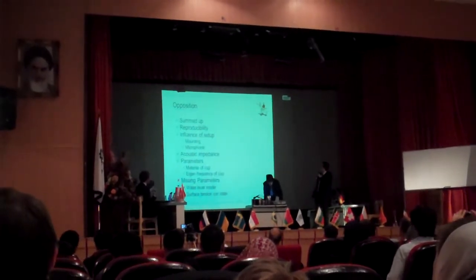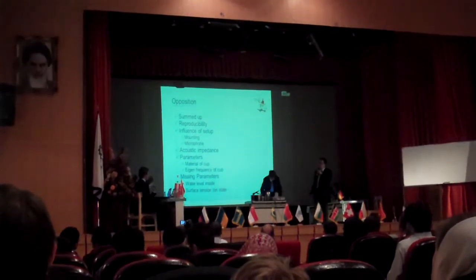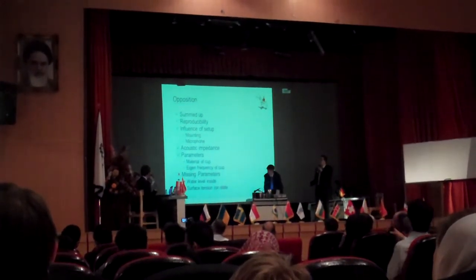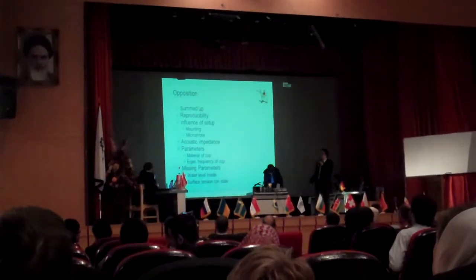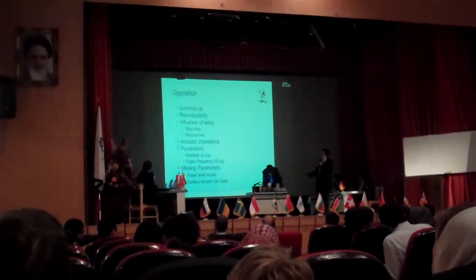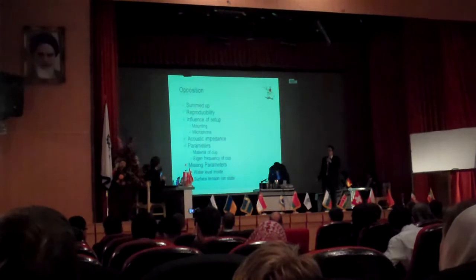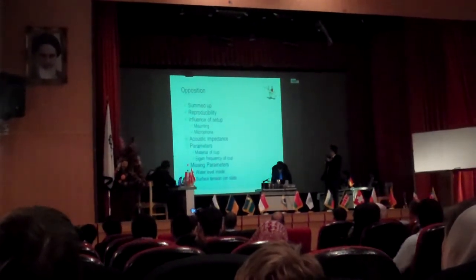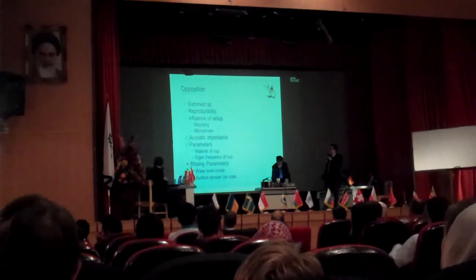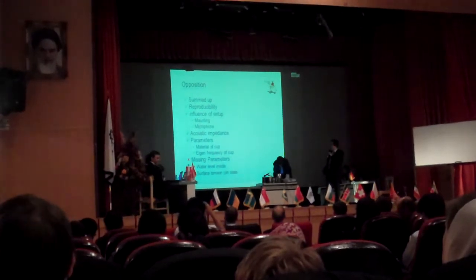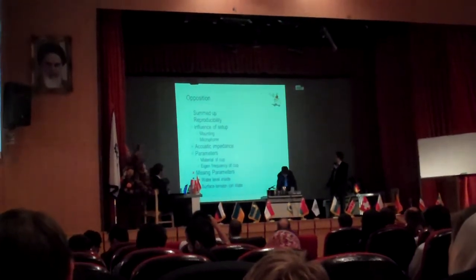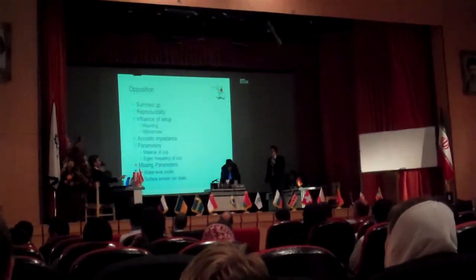So then, to the opposition, the opponent summed up the whole presentation really well. He mentioned the reproducibility of the results, which has an influence, as I said, and he also mentioned the mounting, which was missed, and the position of the microphone, which refers to the directional characteristic. He mentioned acoustic impedance, which was quite good and important for an open-end sound pipe. Then the parameters, the material of the cup and the eigenfrequency, which we really appreciate, but he also missed some parameters such as the water level inside and the surface tension.